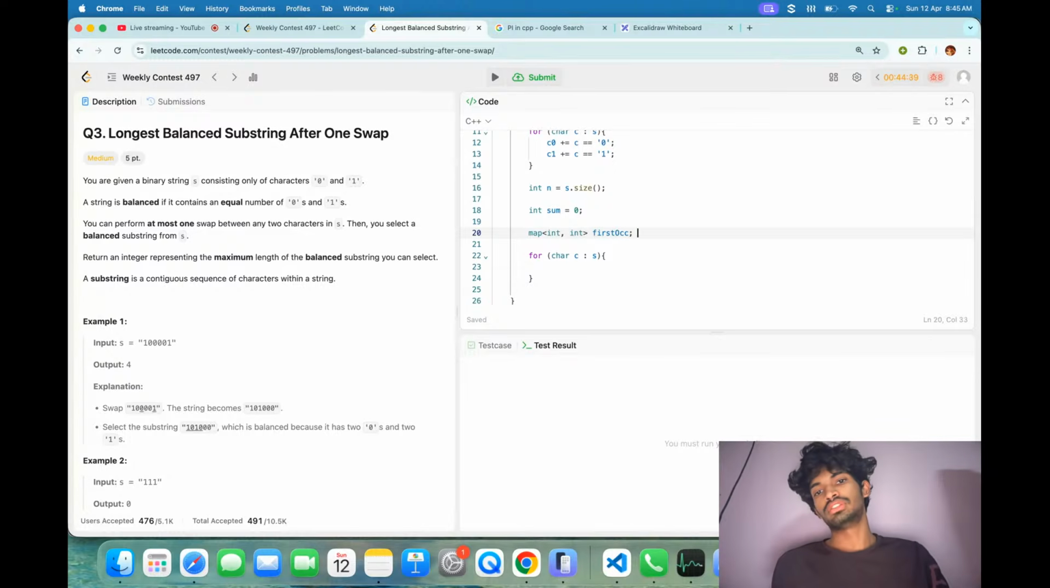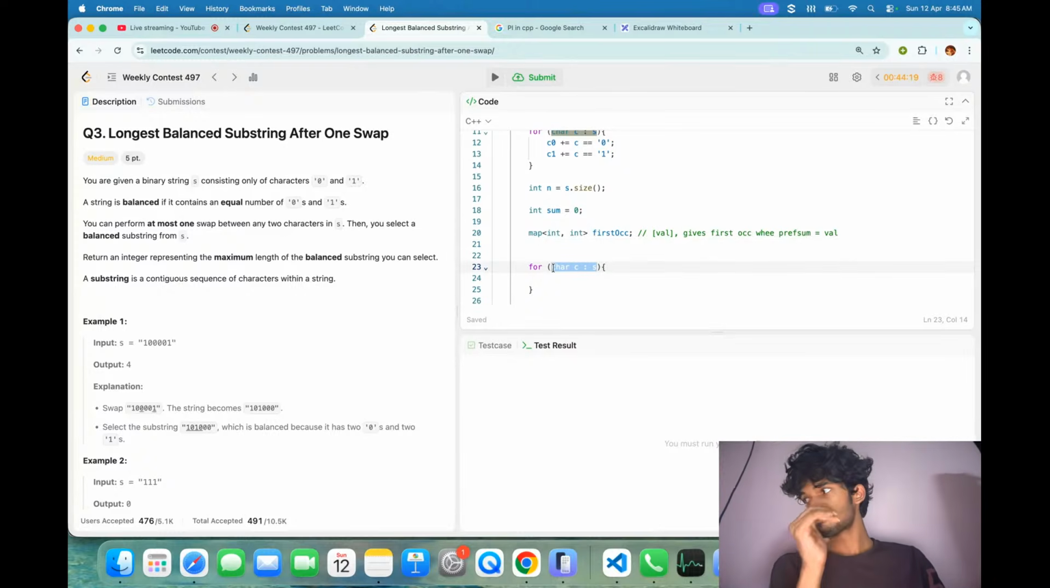First occurrence, let's say. It gives the first occurrence where the prefix sum equals val. So we have 0 at index 0, right? We want to know the index value.